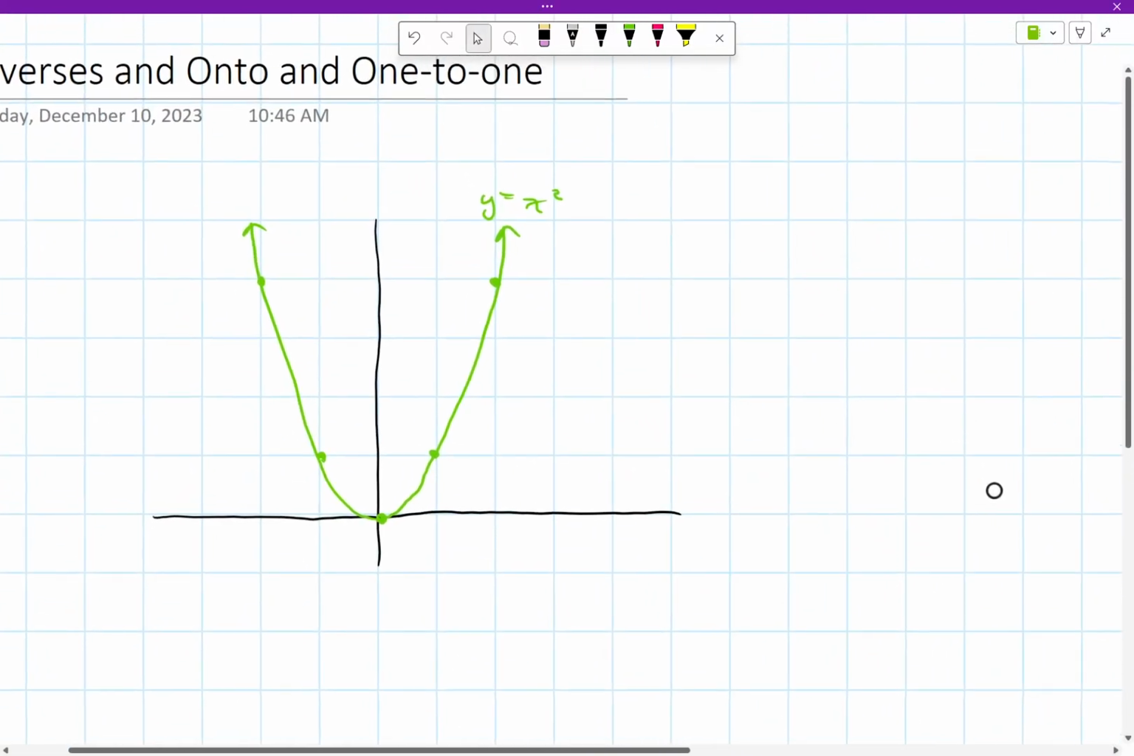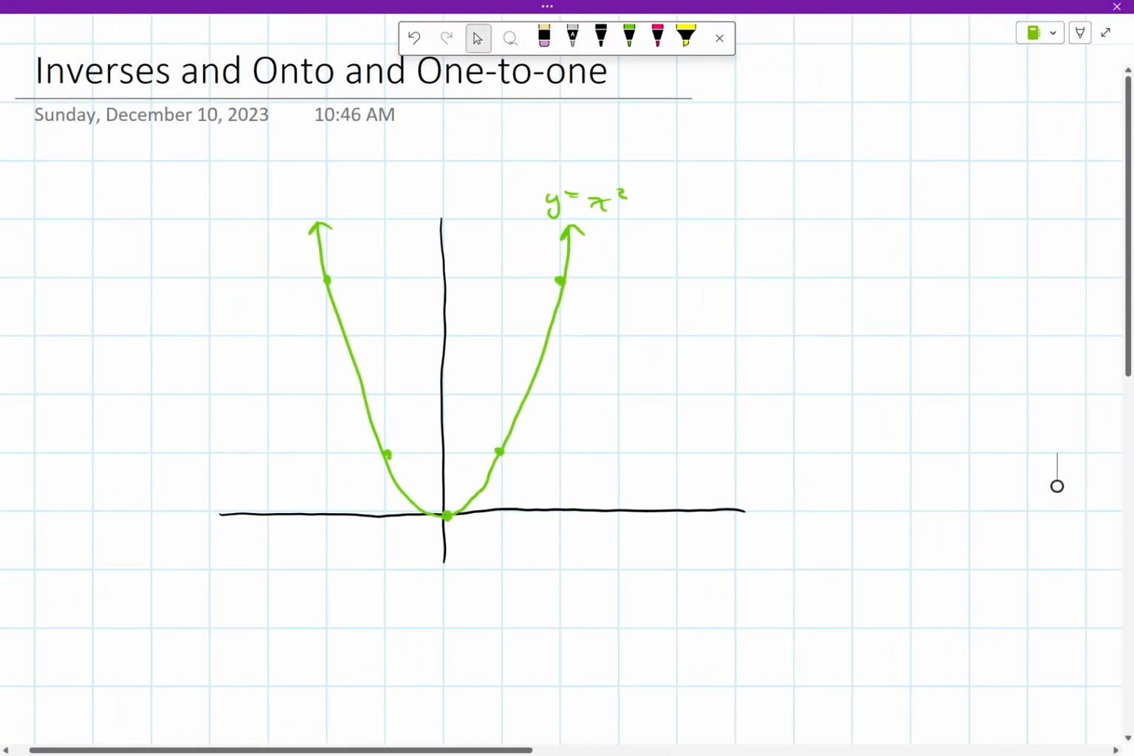I see students struggle with the idea of inverses and onto and one-to-one all the time, and I just felt like it would be important for me to make a video to talk about inverses, what they do, what their definition is, and why it's so important if it's onto and one-to-one.